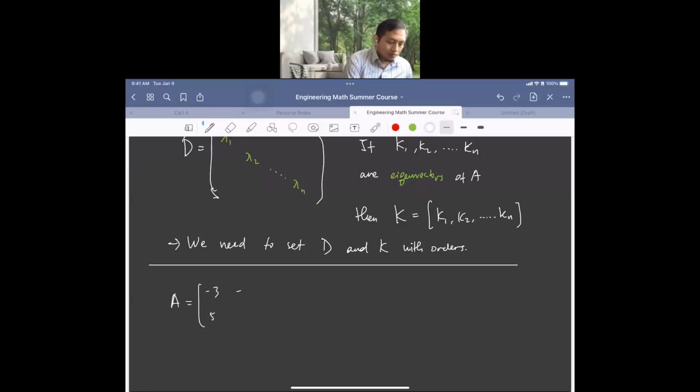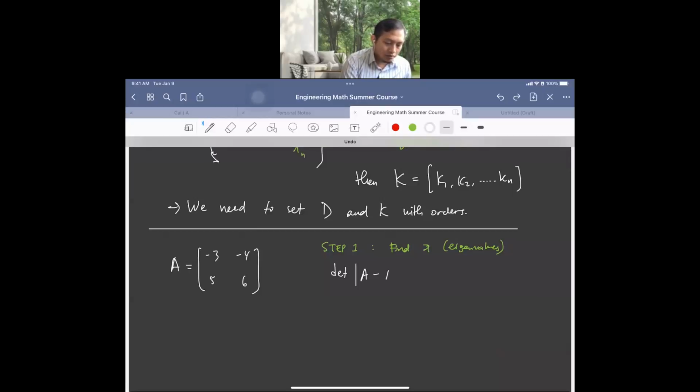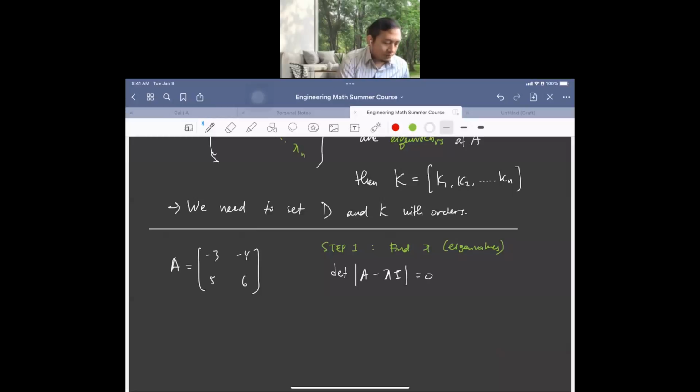Okay, let's say we have matrix A. First, if you want to diagonalize, we need to evaluate the eigenvalues and eigenvectors. So step 1, find lambda, the eigenvalues. Step 1 is finding the determinant of A minus lambda I equals 0.